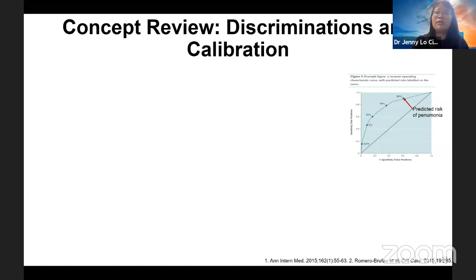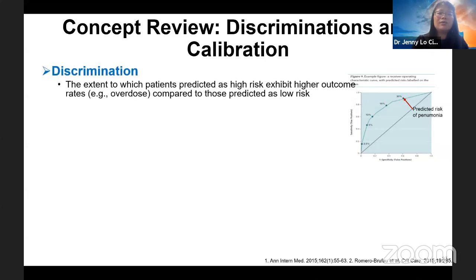One is called discrimination, and one is called calibration. What do I mean by discrimination? Discrimination refers to the extent to which patients predicted as high risk really show a higher outcome rate compared to those predicted as low risk. The common statistic we use in clinical care is the C statistic.